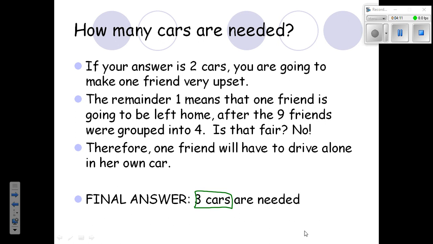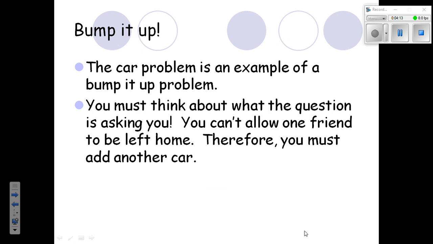And if the last one was a bump it down problem, you guessed it, this is a bump it up problem, because we're bumping up that quotient because we need more than what goes in evenly. Again, you have to think about what you're being asked. You can't just let one friend be left home. That wouldn't be fair. You have to add another car for that one friend. So our final answer is 3 cars. We have to bump up the 2 to 3.